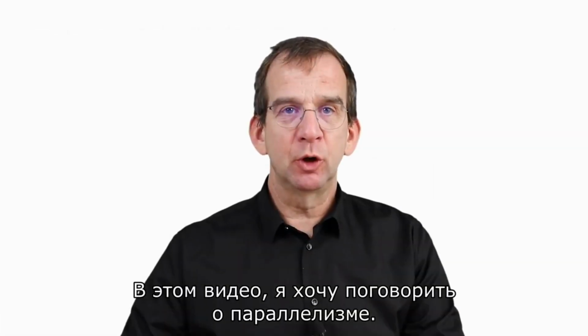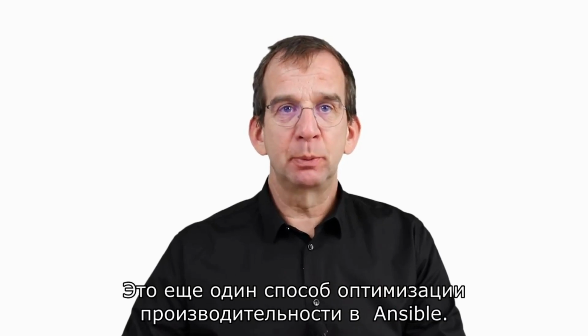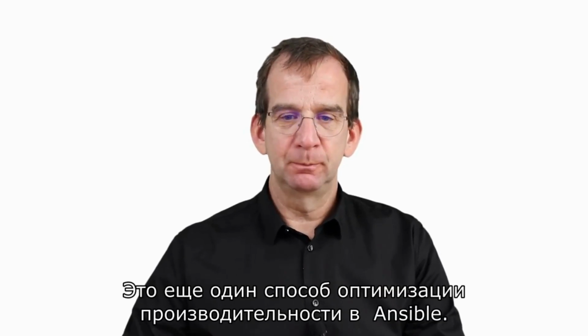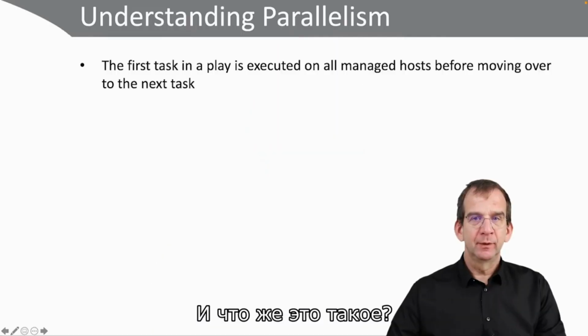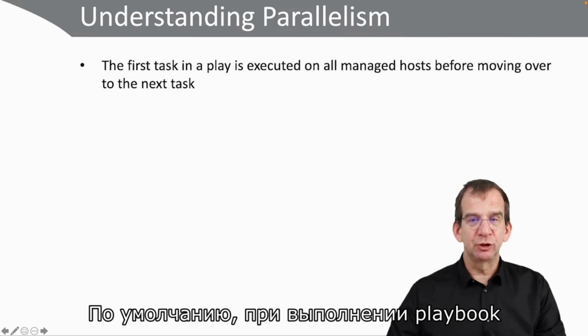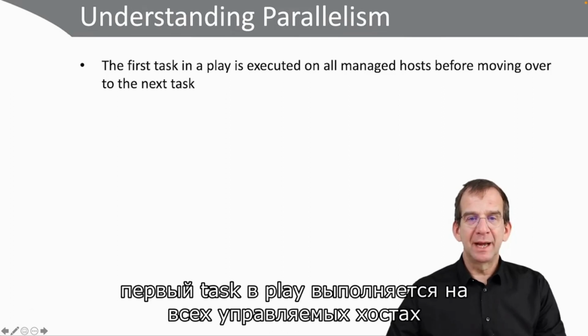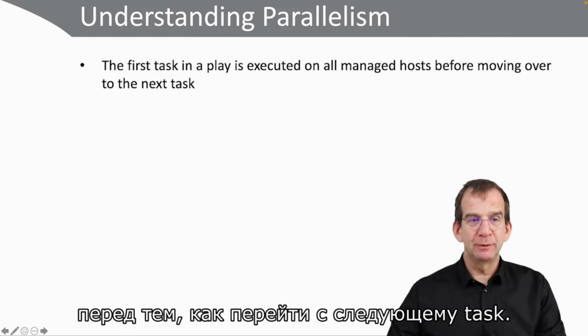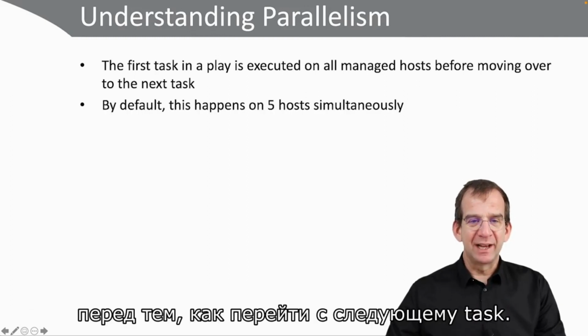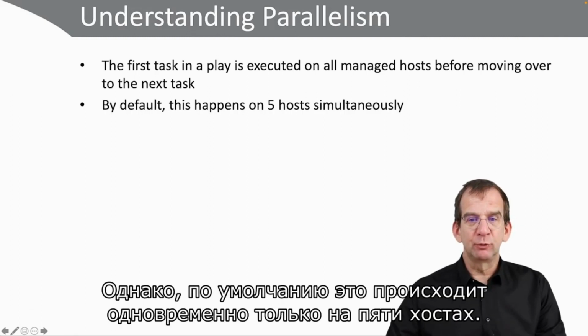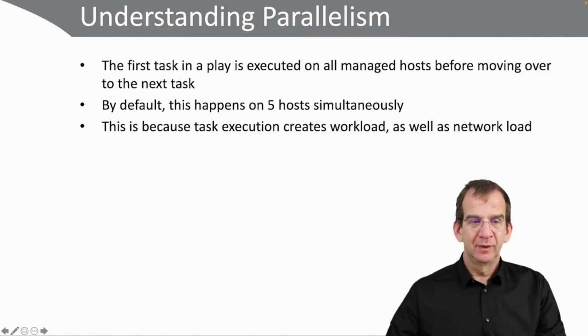In this video, I want to talk about parallelism. That's another approach to optimize performance in Ansible. So what is the thing? Well, the thing is, in playbook execution, the first task in a play is executed on all managed hosts before moving over to the next task. And by default, this happens on 5 hosts simultaneously.